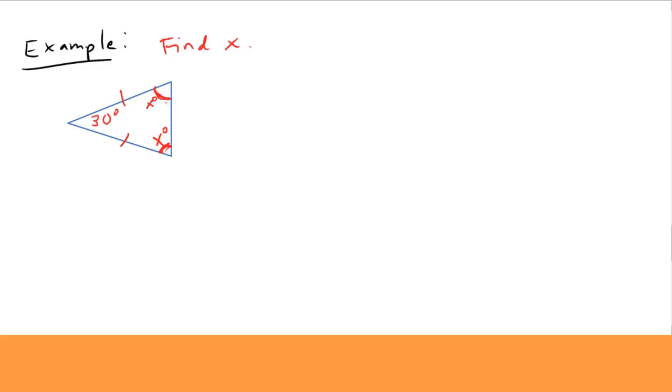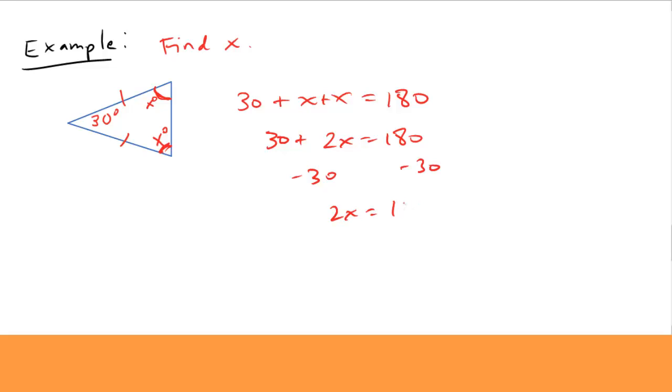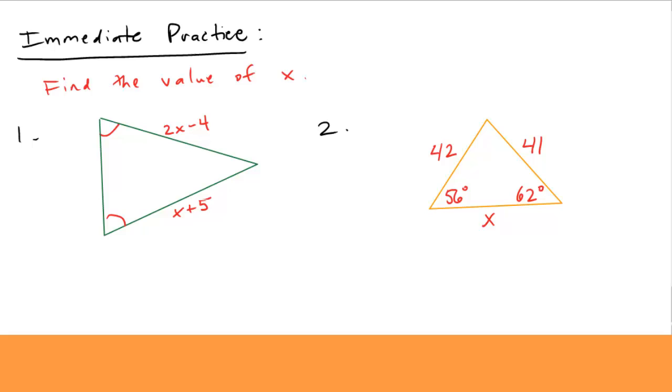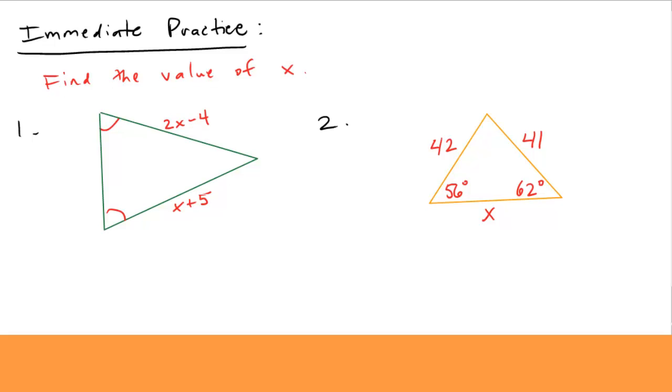Now I know the three angles of the triangle add up to 180, so I can write this equation. 30 plus x plus x equals 180. And I can solve that for x. 30 plus 2x equals 180. Subtract 30 from both sides. 2x equals 150. Divide both sides by 2. X equals 75 degrees. So remember, anytime we have a problem where we're trying to find x, we want to write an equation that involves x that we can then solve for x. So you're going to do that on your two immediate practice problems.